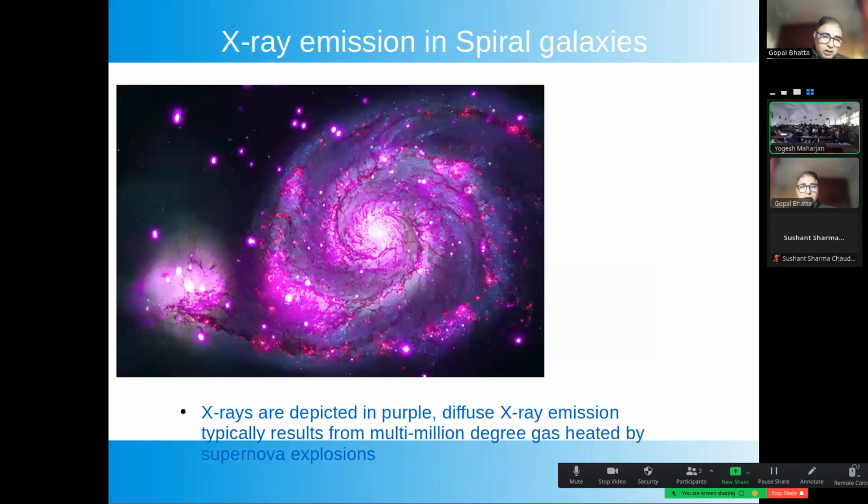You can also see this in spiral galaxies. There's a large, high temperature, meaning there are always X-rays. You can see them in purple. In the spiral galaxy arms, you can see those X-rays.